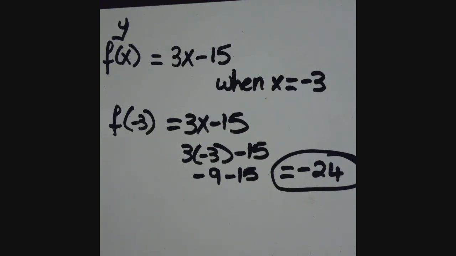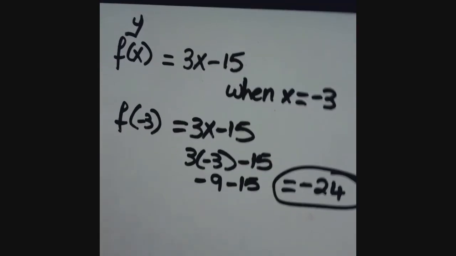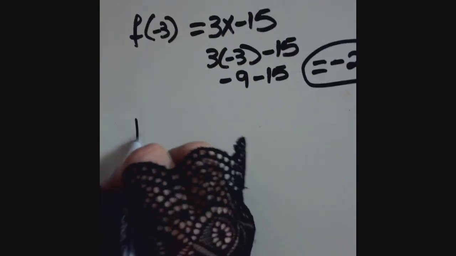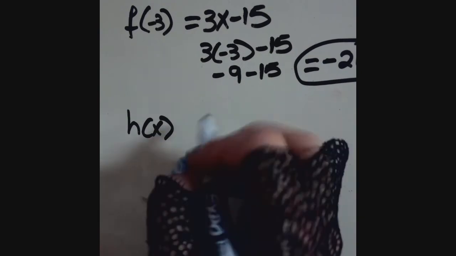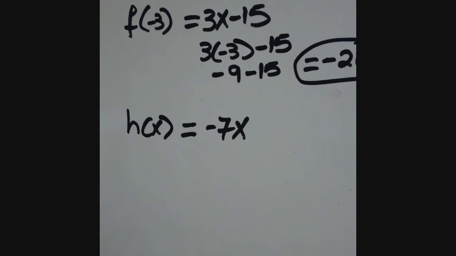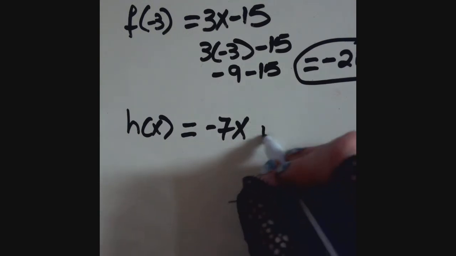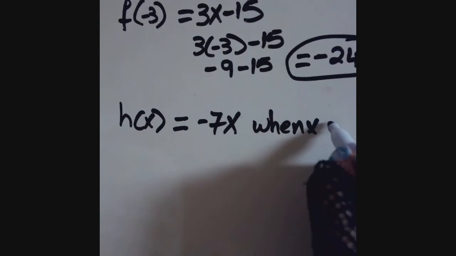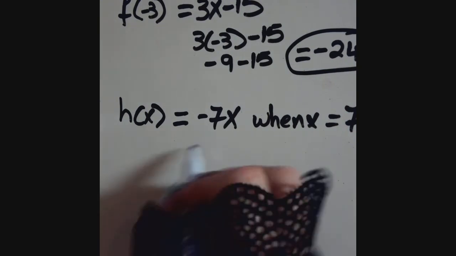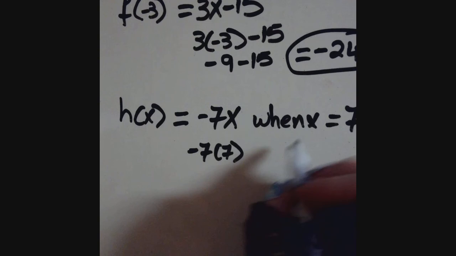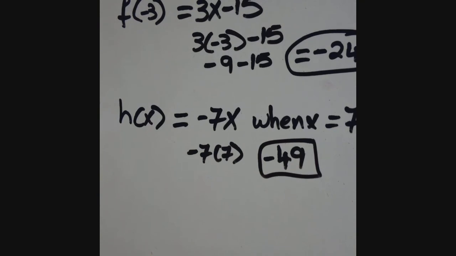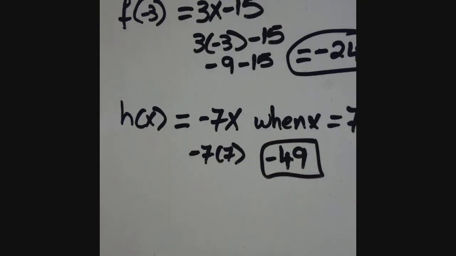So let's go ahead and try another one. So here the function again is an f of x. No, this time it's an h of x. Okay, same thing, still means y, equals negative 7x. And they want you to evaluate when x is 7. Okay, so all you're going to do is plug in. So negative 7 times 7, so it's real easy, and the answer should be negative 49. So negative 7 times a positive 7 is going to give us a negative 49.